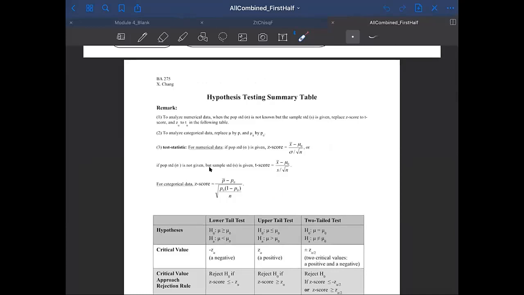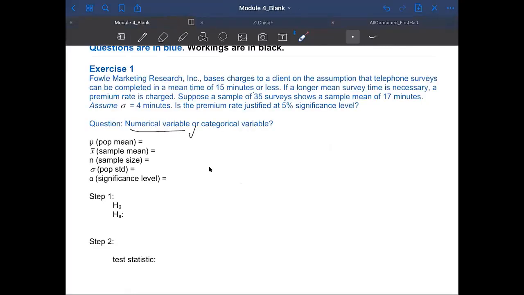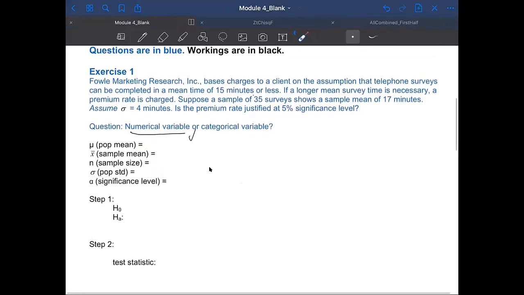In order to plug all the numbers into the formula, it's very important that we know what those numbers mean. Maybe we can start with mu. So what is the population mean here? Do we know what the population mean is? 15. Okay, let's see. I think we are comparing mu with 15, right? We actually do not know what mu is. If we knew what mu is, I wouldn't ask you to do a test.